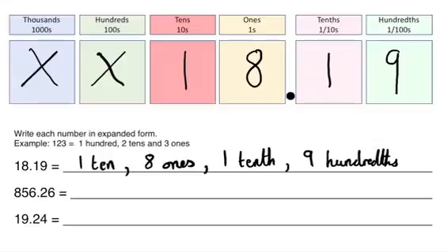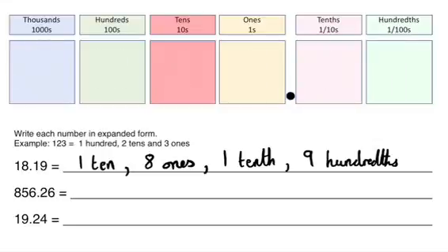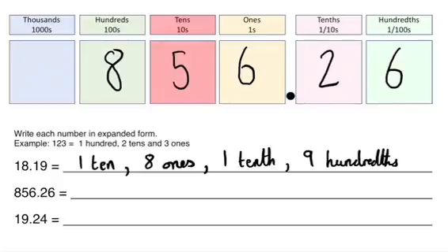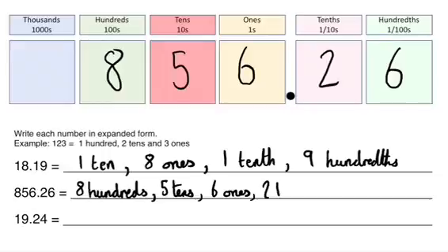Okay, the next one's a bit bigger. It is 8, 5, 6, then there's a decimal point, and then 2, 6. Going to need to write a bit smaller for this one. Here we have 8 hundreds, 5 tens, 6 ones, 2 tenths, 6 hundredths.